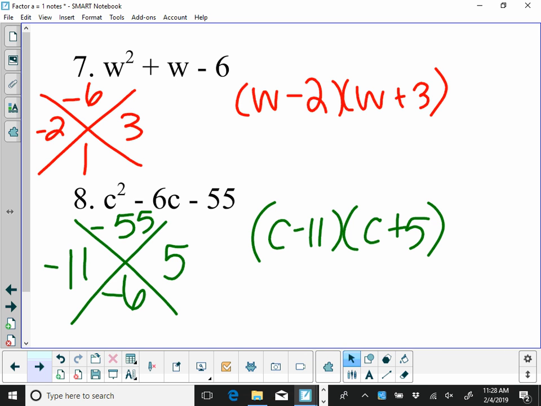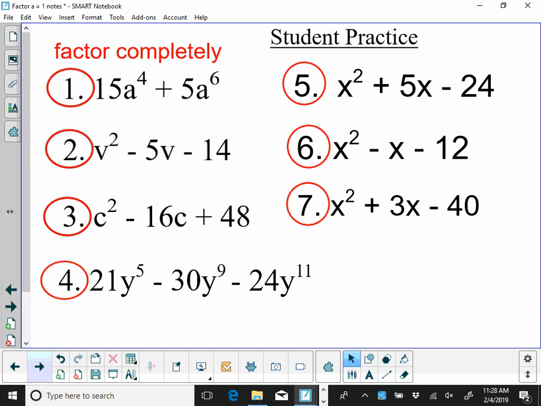All right, so that's going to take us to our student practice, right? On the back. Okay, I want you to look real quick at your student practice at problems number 1 and 4. Okay, look how they look different than the rest. Okay, this takes us back to Friday. Friday we talked about GCF, right? Okay, so that's what you're doing on 1 and 4. You're doing greatest common factor.